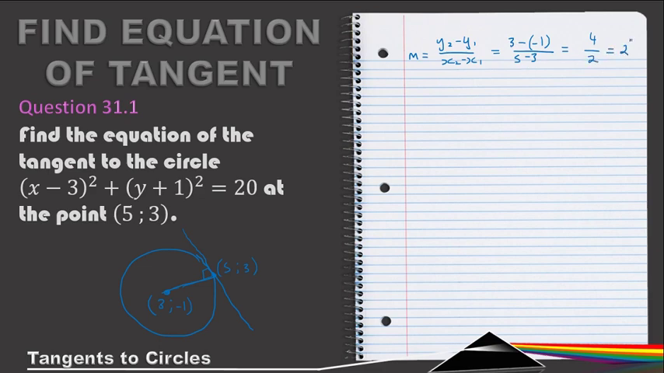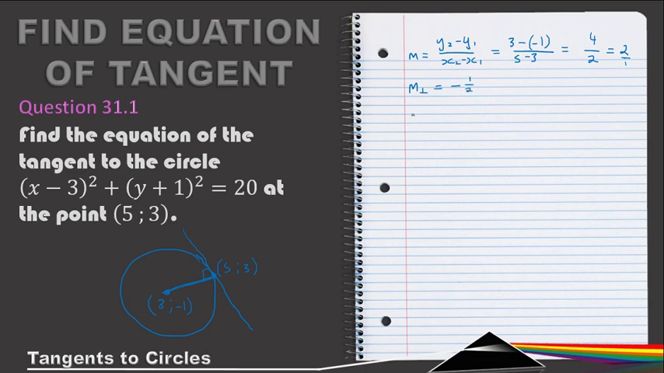Okay, now if the gradient of this line over here is equal to 2, what is the gradient of the line perpendicular to that line? So the perpendicular gradient is, if this is, for example, 2 over 1, then to get the perpendicular gradient, I change my sign. So I'm going to have a negative, and then I swap my numerator and denominator, which then becomes negative 1 over 2.